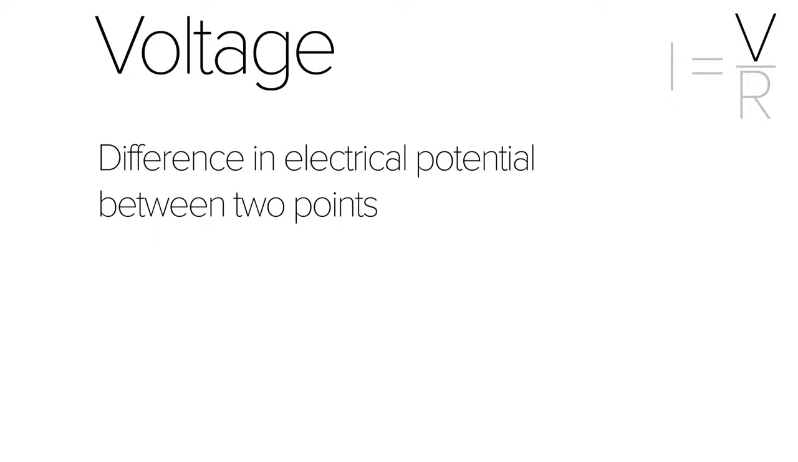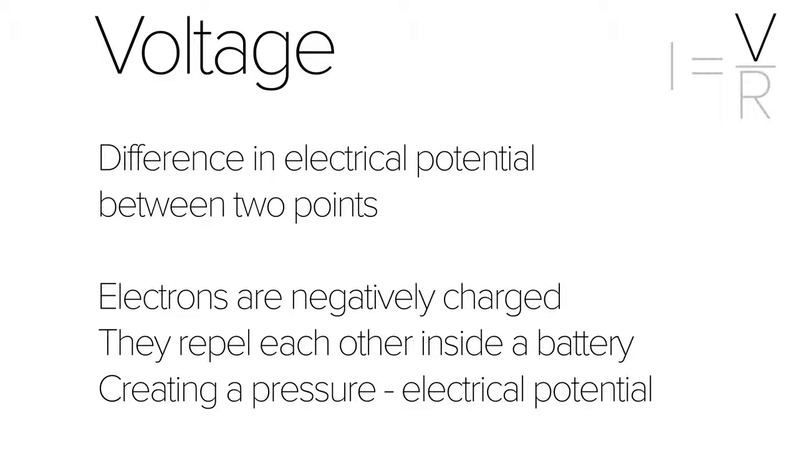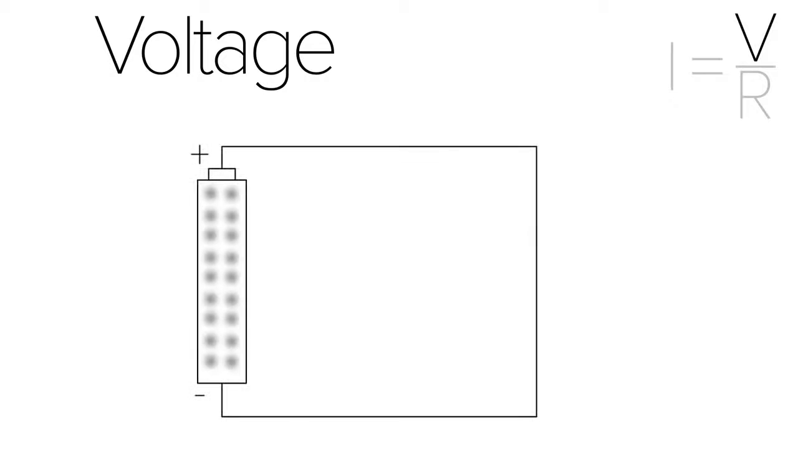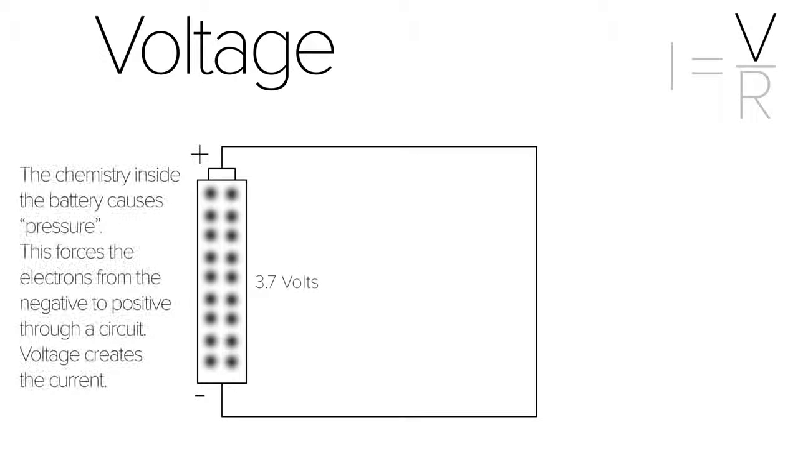V is voltage, which is shorthand for voltage difference. This is the difference in electrical potential between 2 points. Another way of thinking about it is to think of the electrons. Each of the electrons inside the battery has a negative charge, so they all repel one another. With all the electrons pushing each other away, there's a pressure created inside the battery. When there's a closed loop or circuit connected to the battery, the pressure in the battery pushes the electrons from the negative to the positive. The voltage is what creates the current.